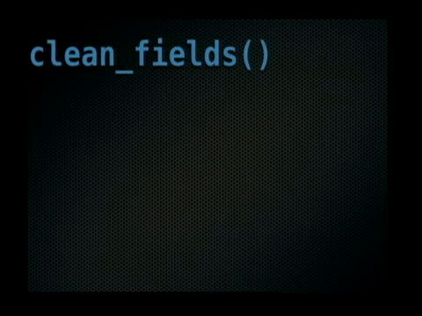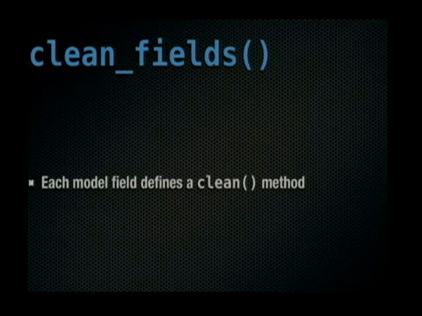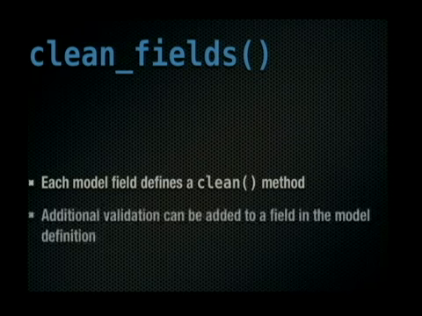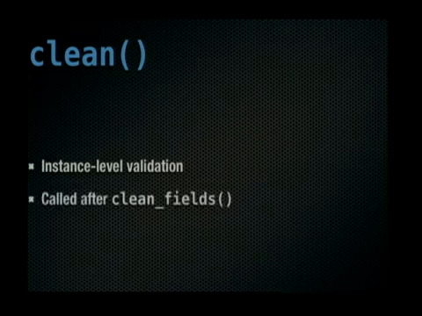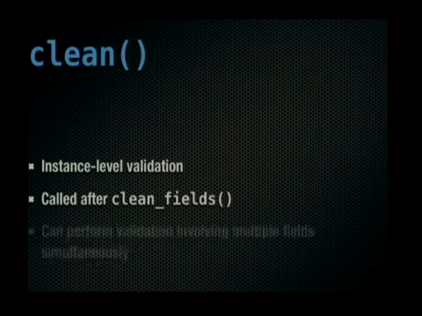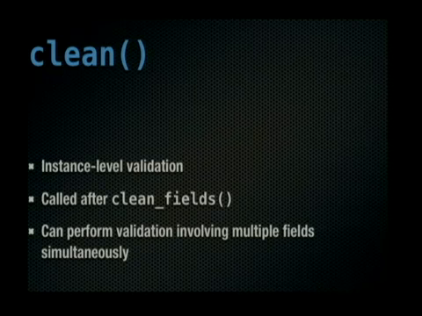This ends up calling clean fields. Each one of the model fields defines a method called clean. This is the same as on forms, as we'll see a little bit later on. There is additional validation you can stick onto a field this way by writing a clean method. This is basically your instance level validation. Clean on the model is called after clean fields. So basically, once we've looked at every field and every field says I have a valid value in me, then we ask, is the model as a whole valid? You can perform validation with multiple fields simultaneously this way. So you can have particular combinations of fields that have to have specific values.